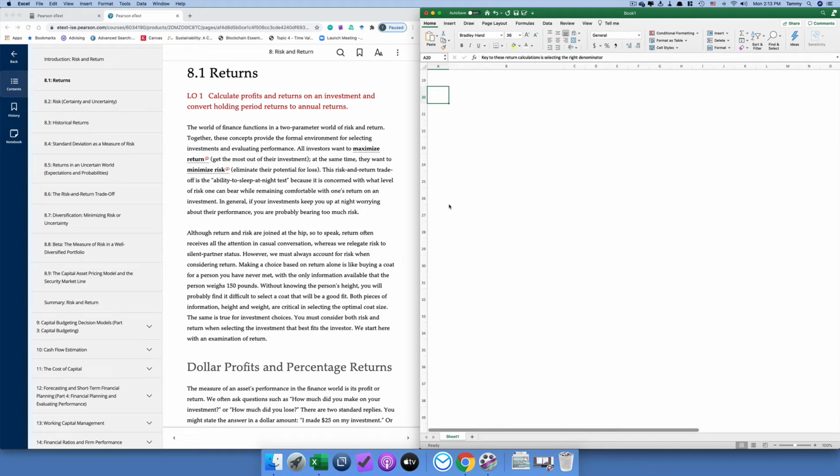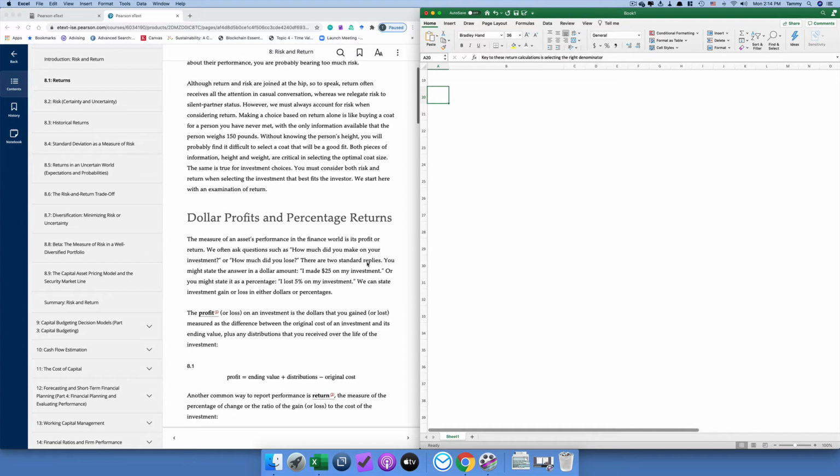Okay, so first we have to get really clear and specific about what we mean by return, both from a conceptual point of view and also from our calculation point of view. It's easy to mess up. So return is the percentage associated with a dollar profit, right? And so let's think about what a dollar profit is.